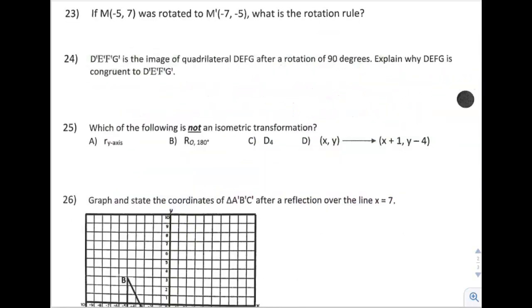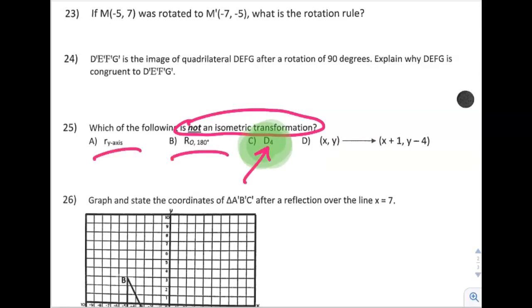In number 25, which one is not a rigid motion or an isometric transformation? Which one's not rigid? The only one that changes size is a dilation. Reflections, rotations, and this translation vector all stay rigid, but the dilation does not.